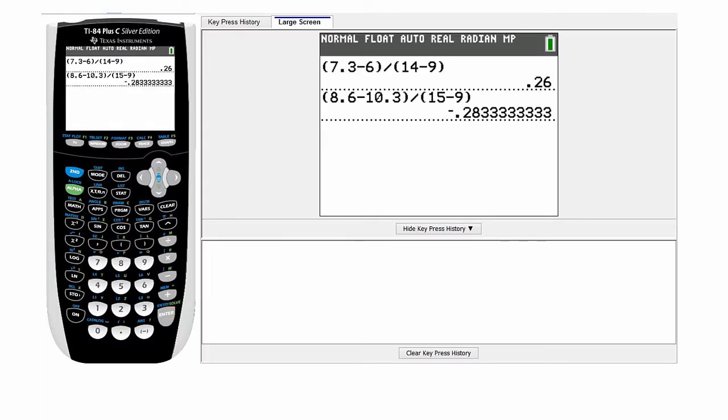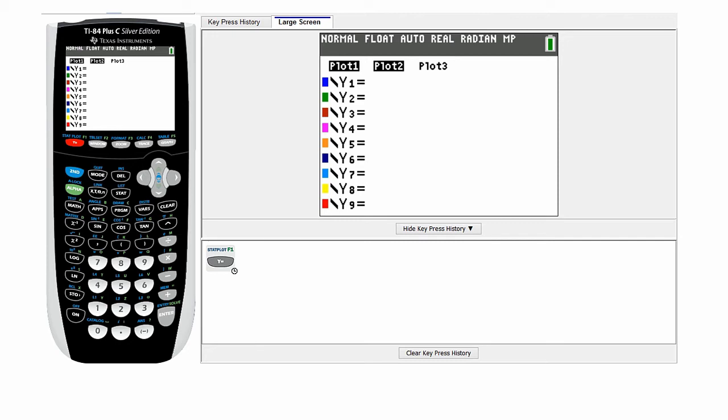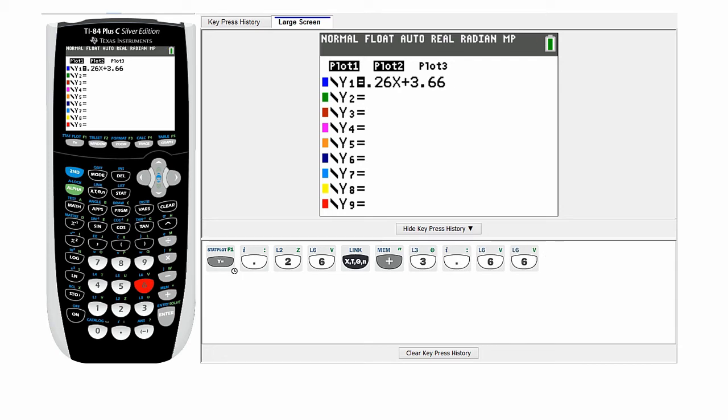We're ready to confirm that our two lines are correct. Press y equals. So the first line matches my first plot. I'm going to type in C of t. 0.26t plus 3.66. It's always going to use x as the default variable.